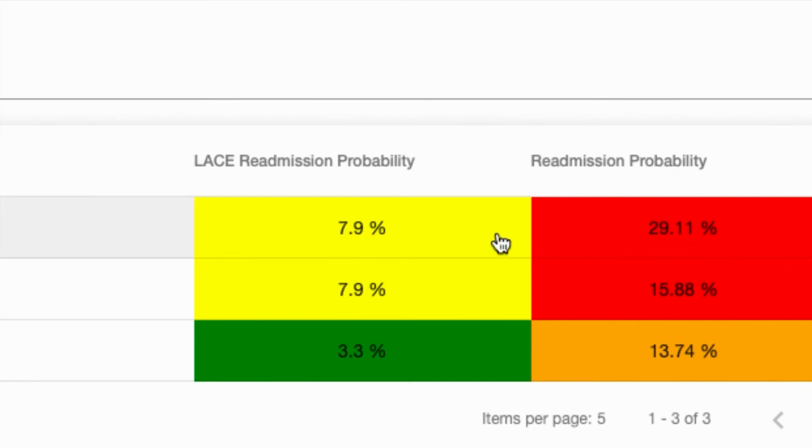But if I was looking only at LACE, I would let that patient go, and $15,000 later... Here I'm spending $200, giving the patient some education, visiting the patient, sending the patient to a nursing home, I don't know. And there I'm spending $15,000 on a readmission.